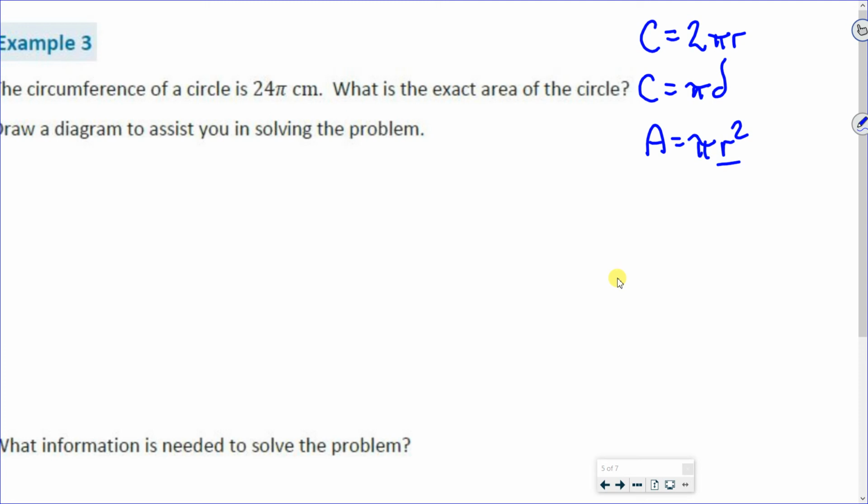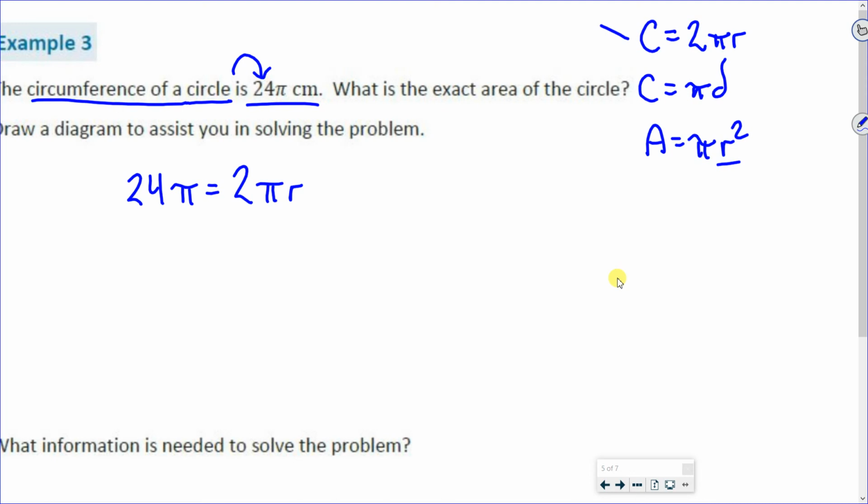Well, the best one for me to use is going to be this one here at the top, 2 pi r. So the circumference is 24 pi. So 24 pi equals 2 pi r. Now, why did I replace the c with 24 pi? It's because it tells me that the circumference of the circle is 24 pi centimeters. So the circumference gets replaced with 24 pi.